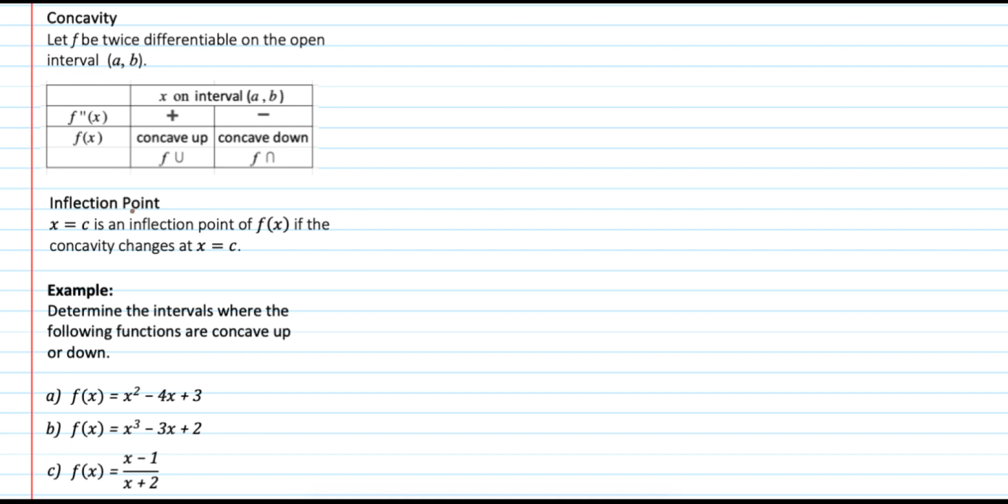Inflection point. x equal to c is an inflection point of f(x) if the concavity changes at x equal to c. So for example, if you have concave up like this and then concave down, so this is the inflection point.